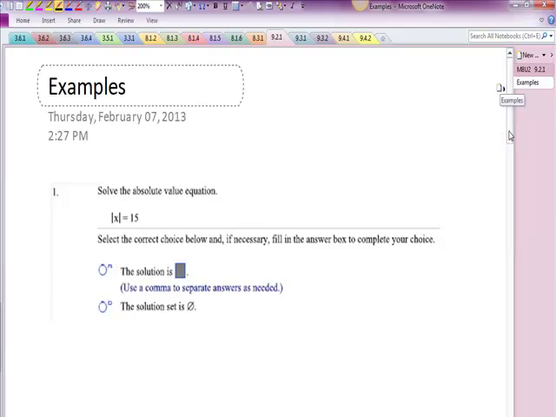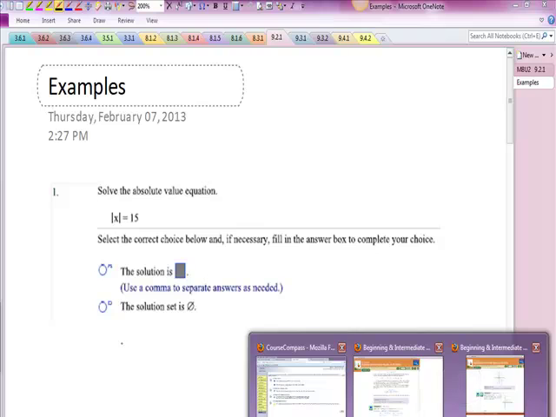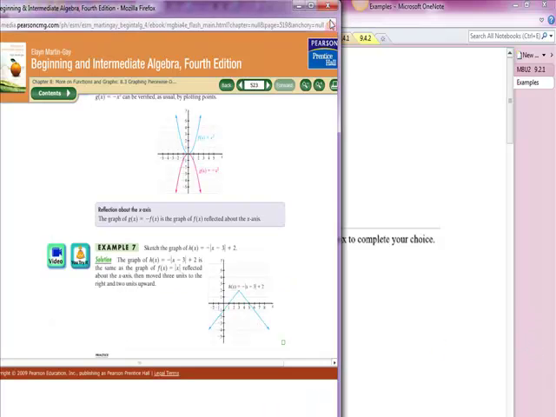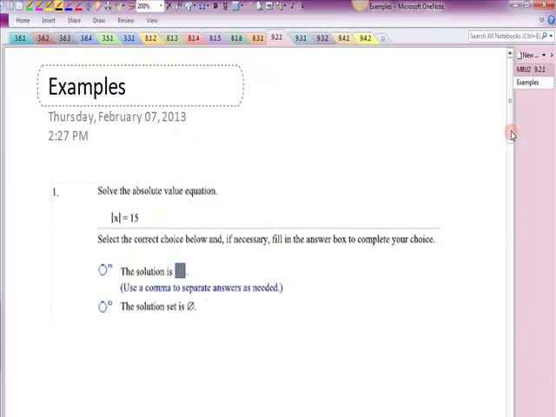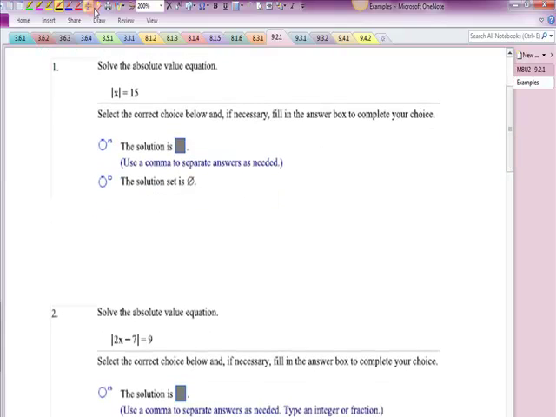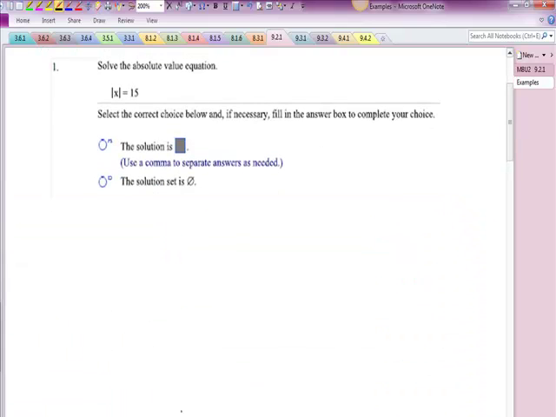Problem number 1. It says solve the absolute value equation. The absolute value of x is 15. All right. What we're going to do every time is take that absolute value. Now, it needs to be isolated all by itself. If there was anything else added or subtracted over here, I would get it to the other side. The absolute value of x is 15.